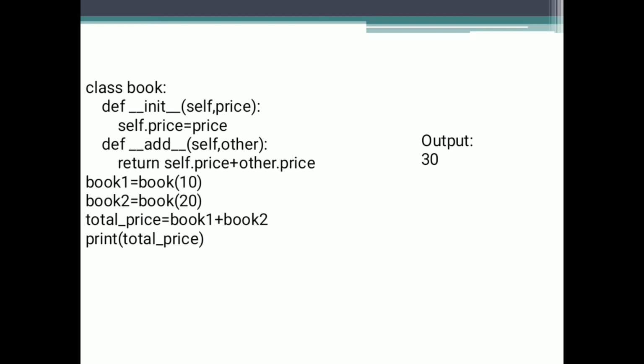Then we create two objects of the book class, and one is $10 and other is $20. Then we define total price variable and let's just say book1 dot price plus book2 dot price. Then we print the total price and we are getting the output as 30.